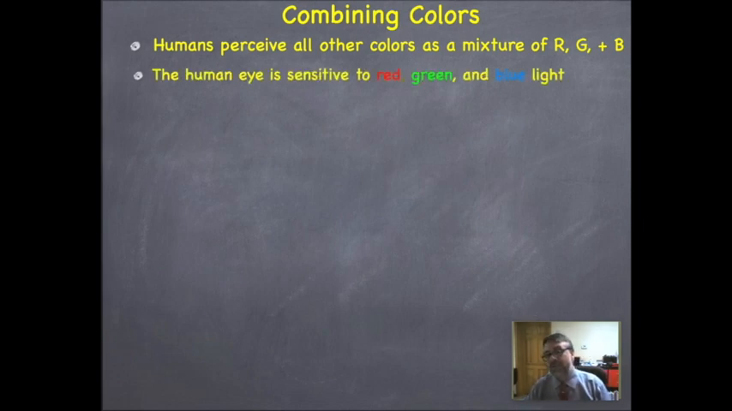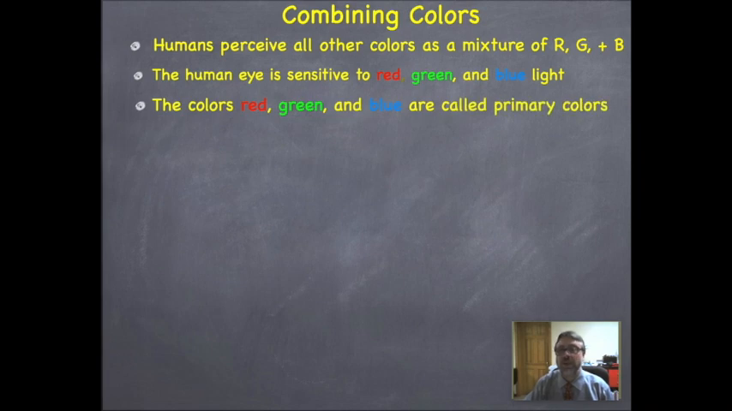Our eyes are sensitive to red, green, and blue light because we have three types of cone cells, which is why we talk about three primary colors. If we evolved on a planet where we had four types of cone cells, we'd be talking about four primary colors. If we evolved on a planet where we had two types of cone cells, we'd be talking about two primary colors. But our eyes are designed around three types of cone cells, sensitive to red, blue, and green. We call those colors the primary colors.